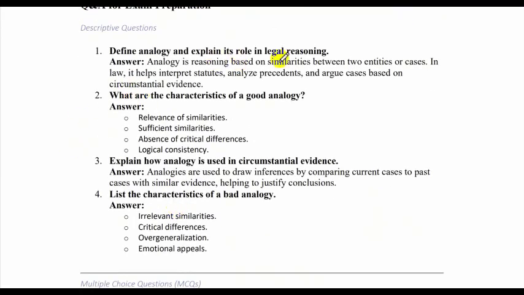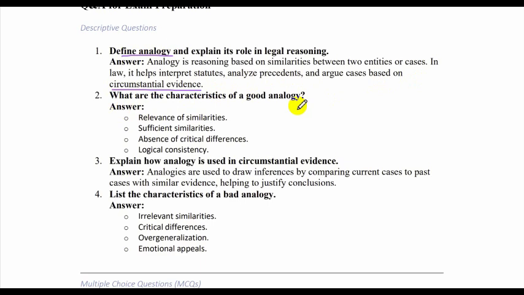Define analogy and explain its role in legal reasoning. What is analogy? Analogy is reasoning based on similarities between two entities or cases. This is the definition of analogy. In law, it helps interpret statutes. Analogies help interpret statutes, analyze precedents, and argue cases based on circumstantial evidence. So we use analogy in circumstantial evidence when we don't have evidence based on fact.